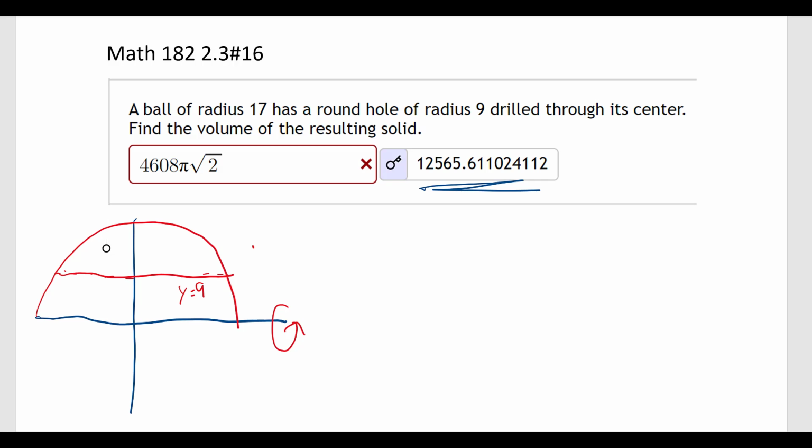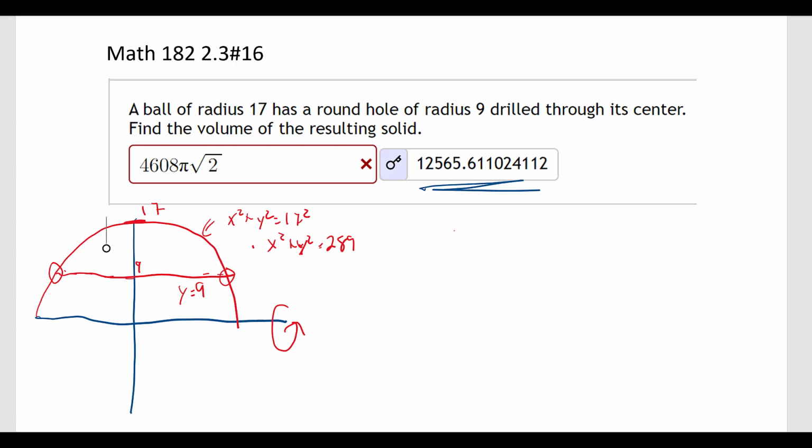And then this is a circle with radius 17. So this is 17 up here, this is 9 here. And the formula is x squared plus y squared equals 17 squared, or x squared plus y squared equals 289. We're going to use this in a second when we integrate. We want to find this intersection point and this intersection point.